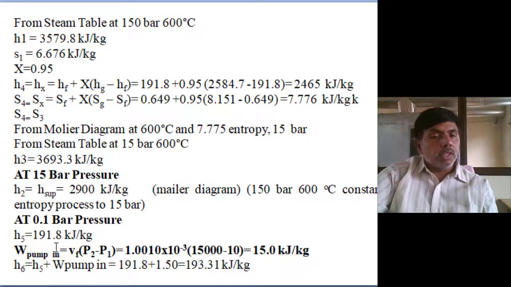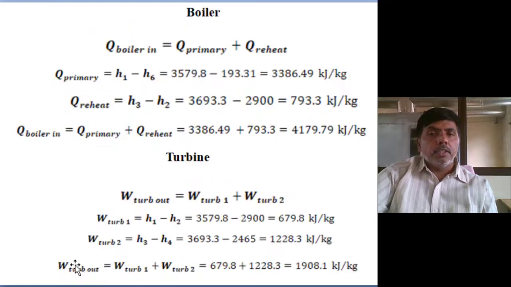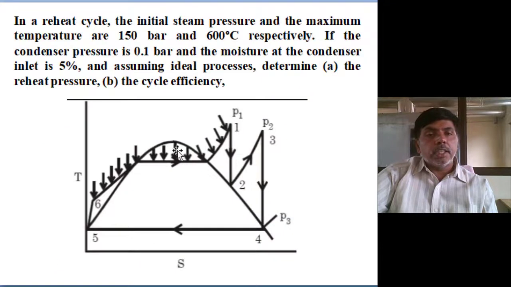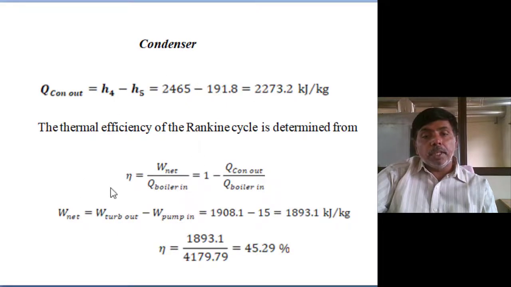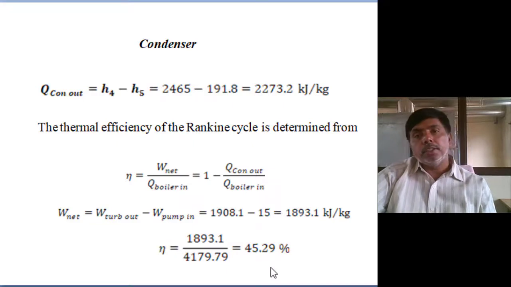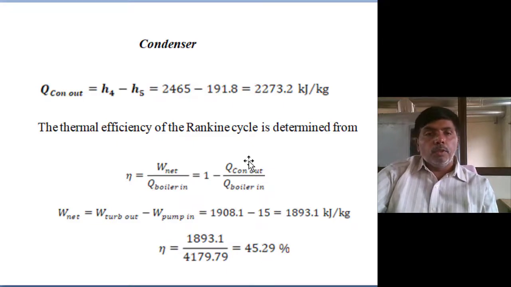That's all. H5 is already the saturated liquid, and adding pump work we get H6. Simply determine the boiler input, primary heating plus reheat, and the turbine output of 1 plus turbine output of 2, that is H1 minus H2 and H3 minus H4. The numbering depends on how you mark the T-S diagram; the numbers are not important. Finally, we determined the efficiency of the cycle. We got 45.29, the thermal efficiency of the cycle. Okay, so we completed supercritical.